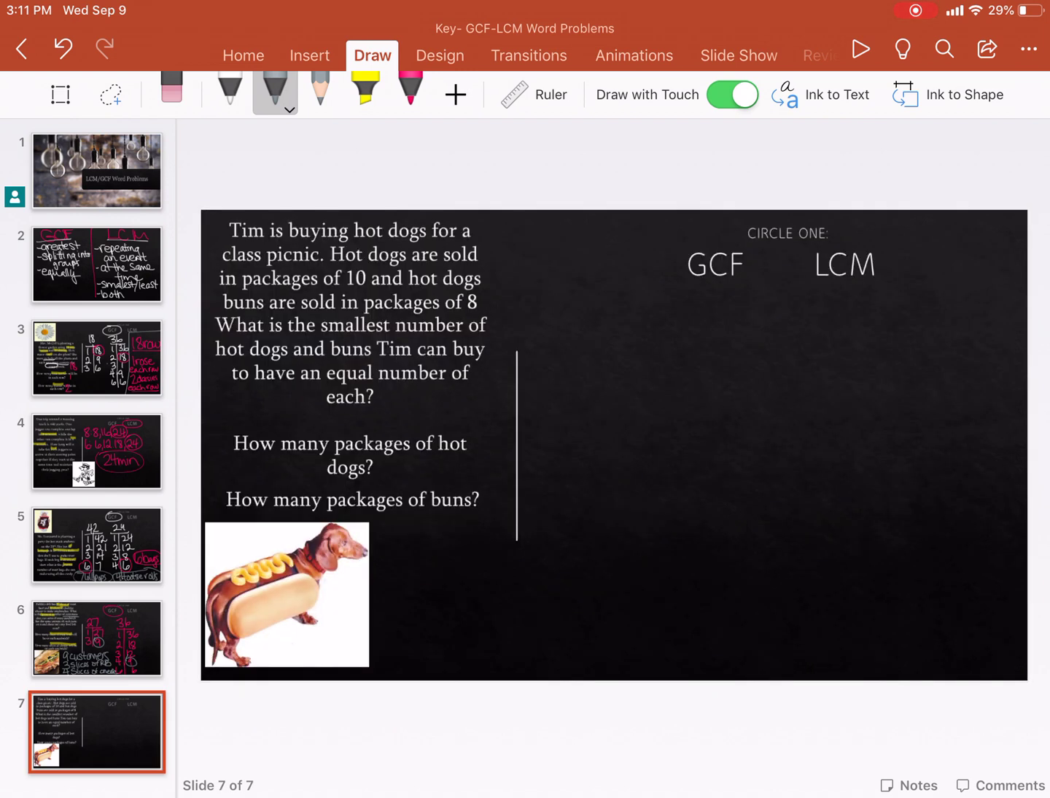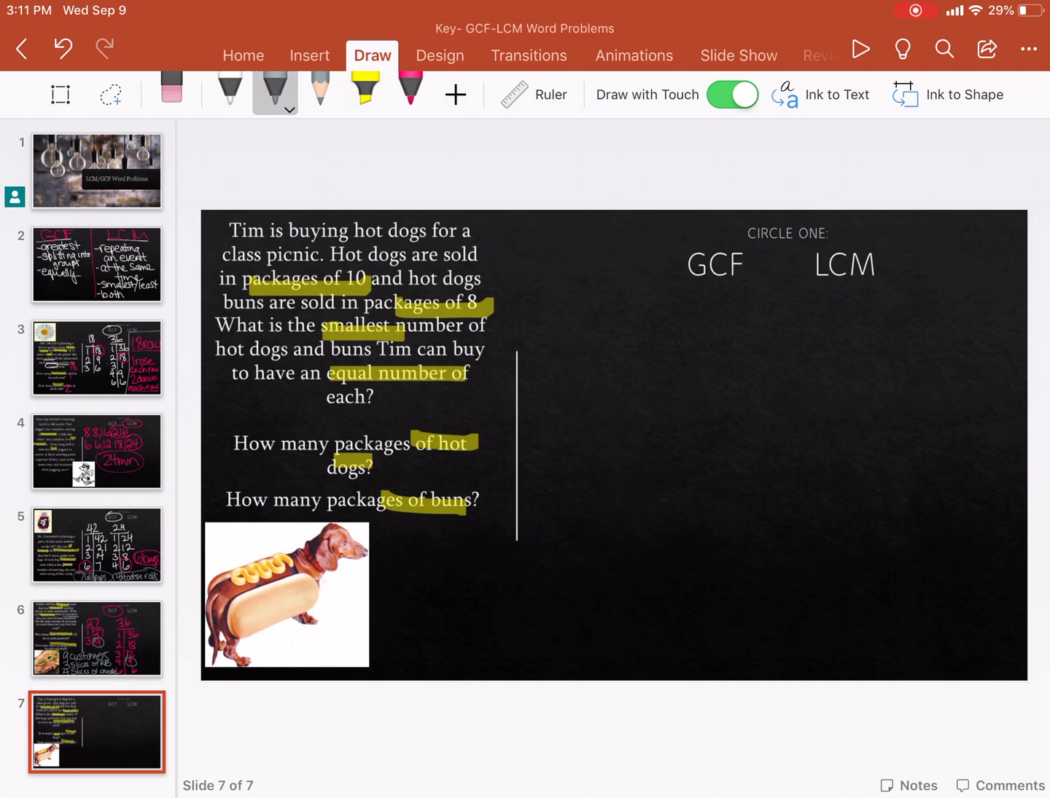Let's do this next one. Tim is buying hot dogs for the class picnic. Hot dogs are sold in packages of 10, and hot dog buns are in packages of 8. What is the smallest number of hot dog buns that Tim can buy to have an equal number of each? How many packages of hot dogs and how many packages of buns?